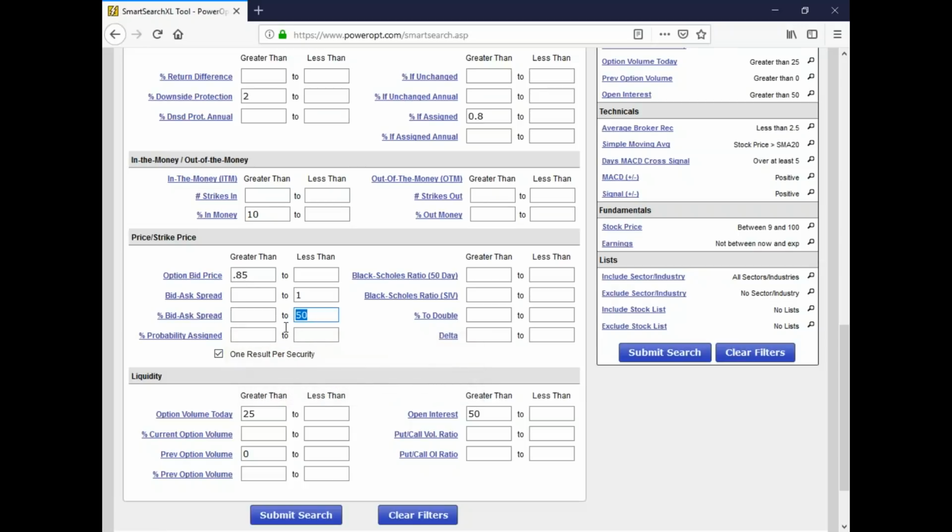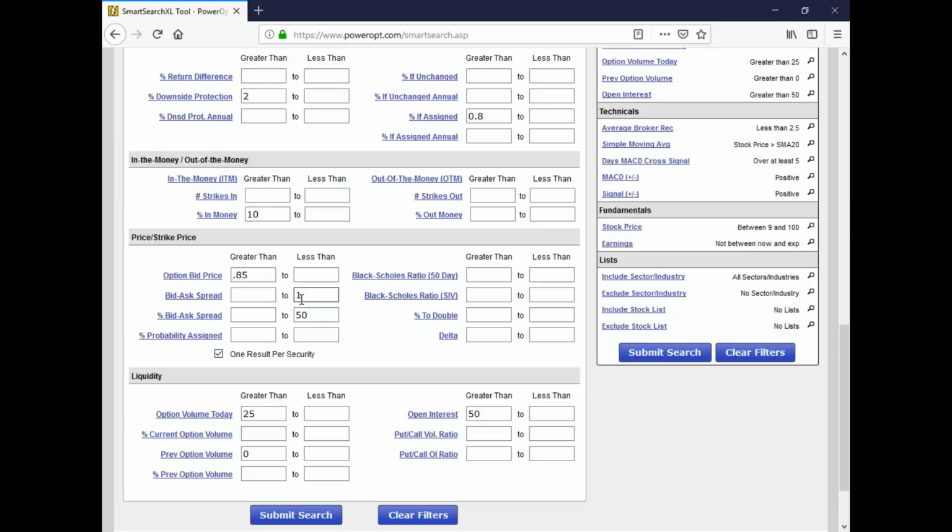So we're looking for a maximum of 50%. If I have a bid of $1, the ask price cannot be higher than $1.50, 50% above the bid price, okay? So you can also do it monetarily. We're looking for a bid-ask spread less than $1. Hey, that makes a lot of sense.